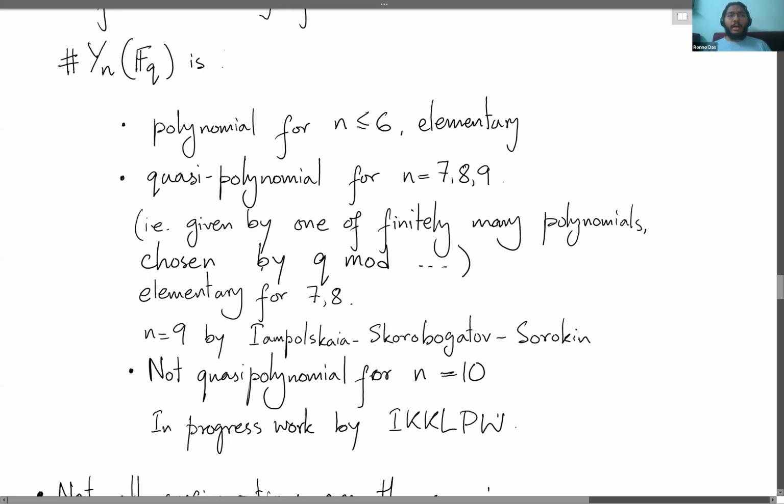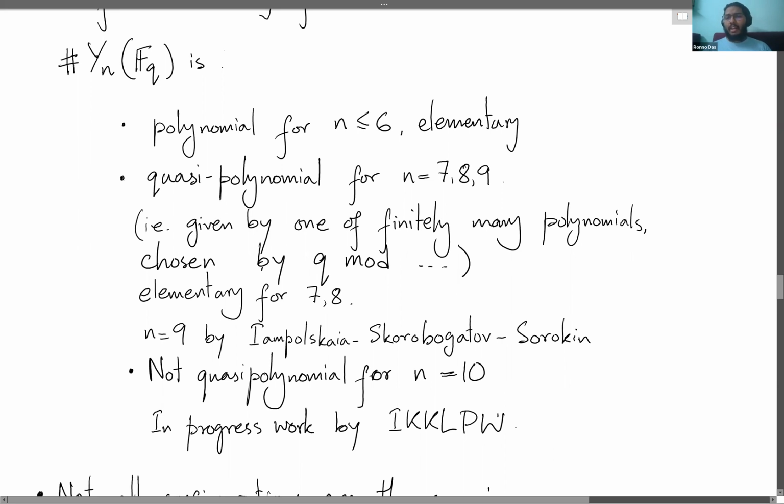So if you look at the number of configurations of n points over a finite field, so that no 3 are collinear, it turns out that this number is polynomial in q. So we are looking at this as a function of q. It turns out this is polynomial in q for n at most 6. This is not so hard to check. You essentially just count them, adding 1 point at a time, and you get that it's polynomial.